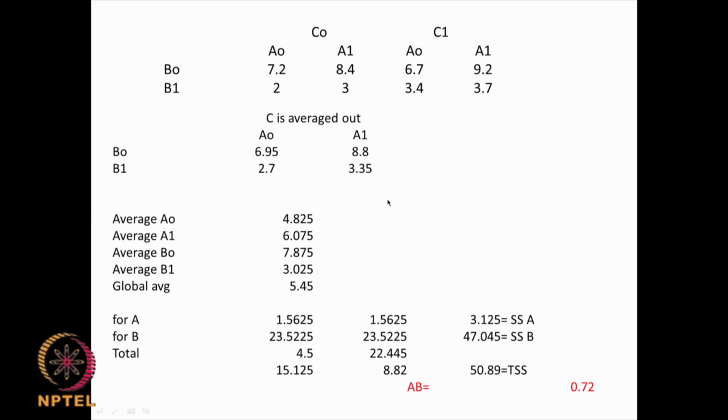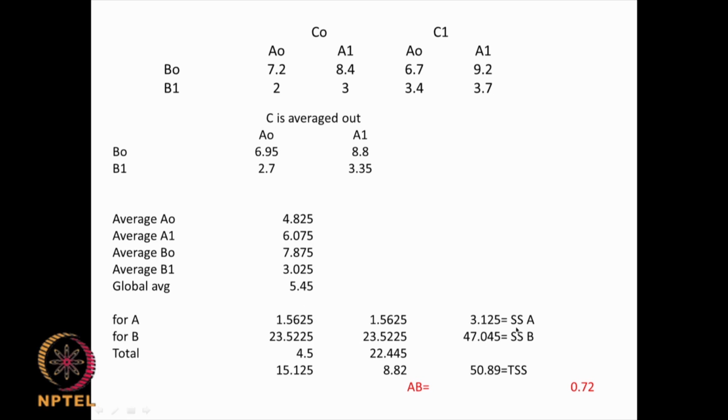So, interestingly, if you look at it, the degrees of freedom for A will be 1 because we have 2 levels for A, degrees of freedom for B will be 1 because you have 2 levels for B, and the total degrees of freedom here is 3. So, AB will have 1 degree of freedom. So, either you call it error or you call it AB, only one you can call it, because you cannot call both AB as well as error because you do not have sufficient degrees of freedom here. So, we call this AB, which is 0.72.